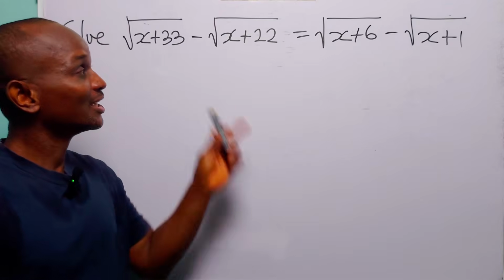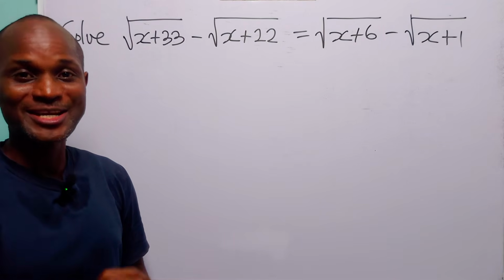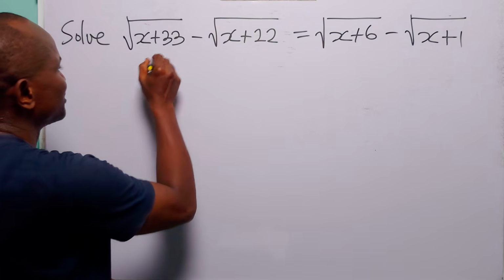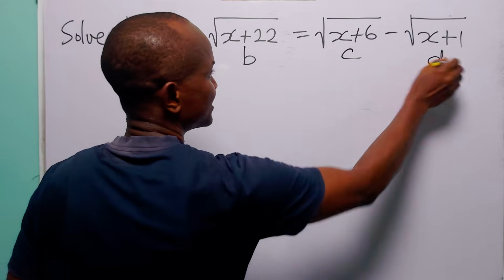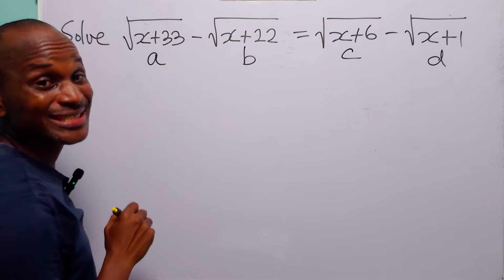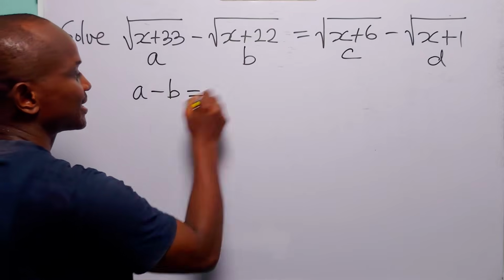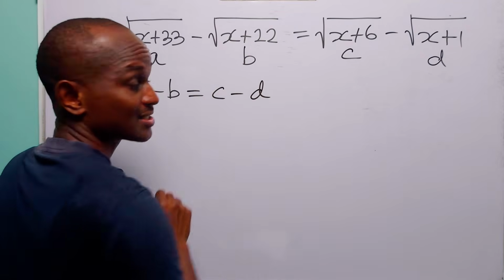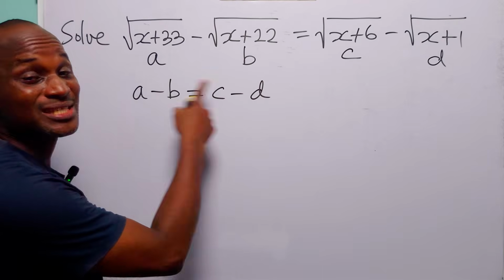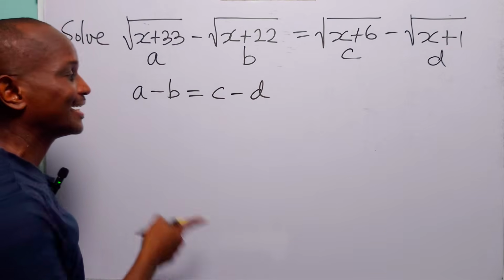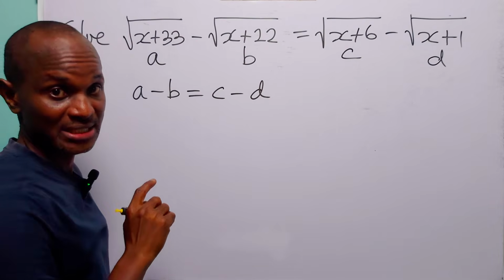Hello and welcome. To solve this radical equation for real values of x, let us start by naming the radicals. Now let this be a, this b, this c, and this d. Then we can write the original equation as a minus b is equal to c minus d. Now the next thing we are going to do is that we will multiply both sides of this equation by the conjugate of this times the conjugate of this.